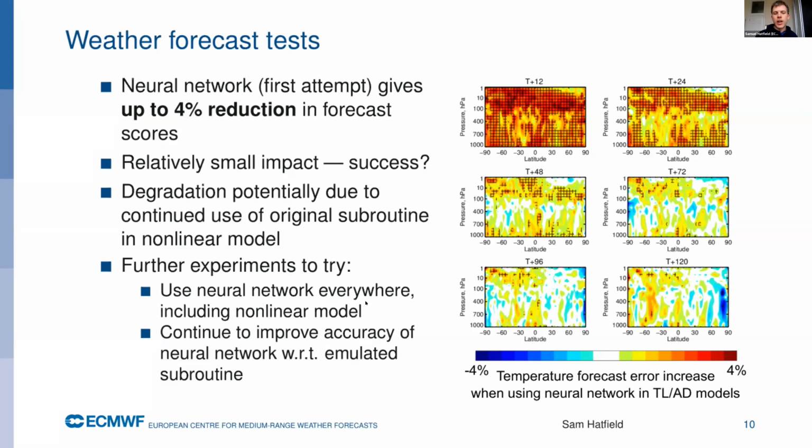The experiment I'm running now is to use the neural network everywhere, not just for the TL and the AD, but also the nonlinear model. And secondly, the emulator that we have is not perfect. It's pretty good, but of course, it's constrained by how much training data we have. So we are continuing to iterate on the neural network architecture in order to improve the emulation. I'm hoping that one of these avenues will give us a system that is equally as skillful as the original.